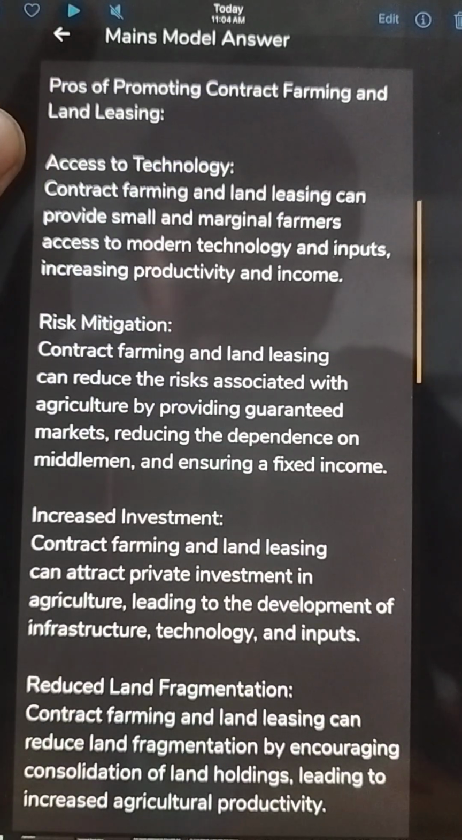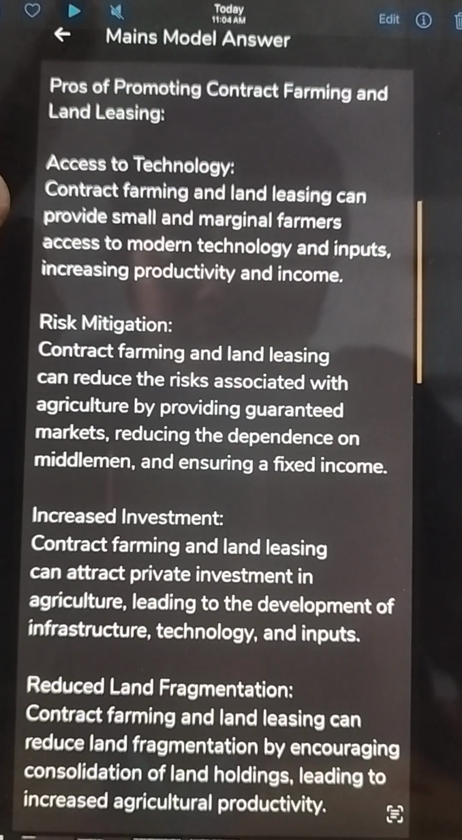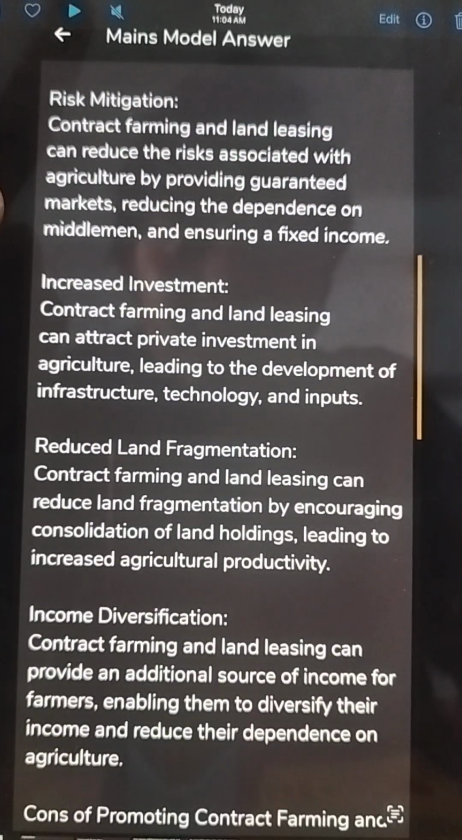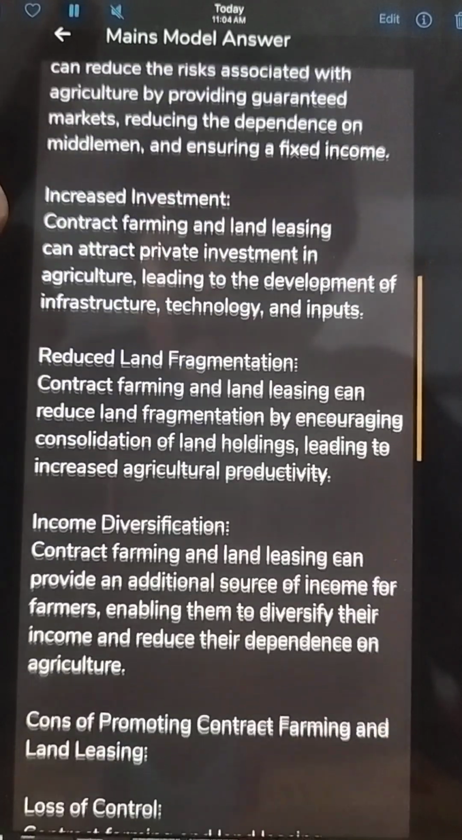Third is increased investments. Contract farming and land leasing can attract private investments in agriculture, leading to the development of infrastructure, technologies, and inputs. Then reduced land fragmentation. Contract farming and land leasing can reduce land fragmentation by encouraging consolidation of land holdings, leading to increased agriculture productivity.